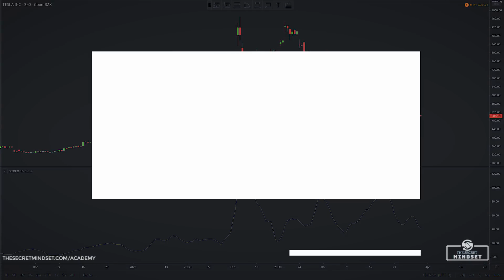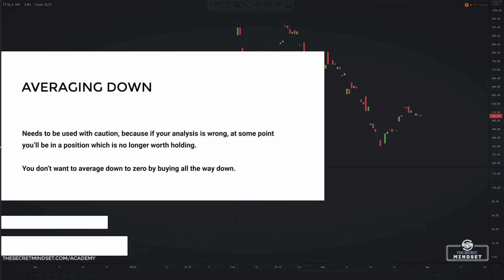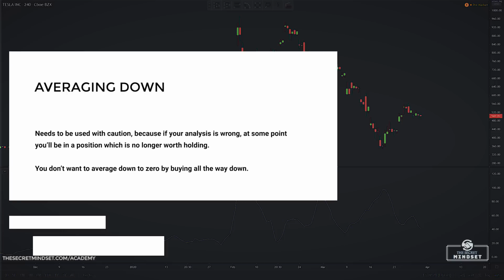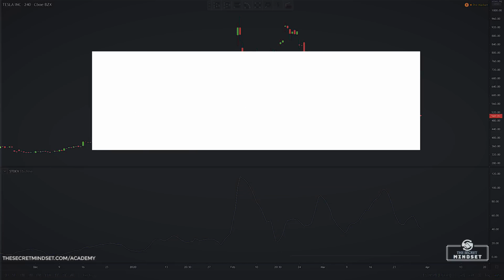Averaging down needs to be used with caution because if your analysis is wrong, at some point you'll be in a position which is no longer worth holding. You don't want to average down to zero by buying all the way down.